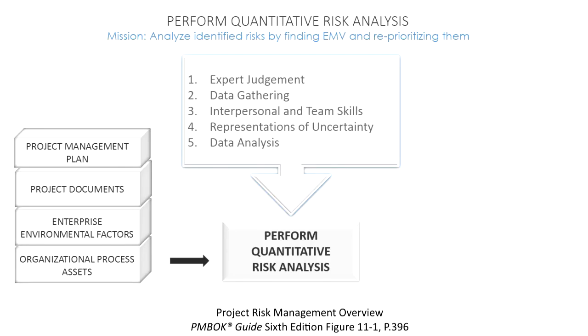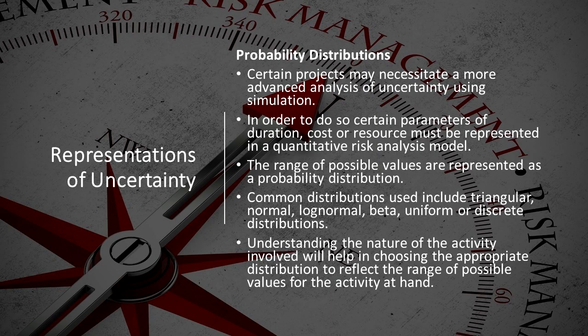The next tool and technique is representations of uncertainty. How do you represent uncertainty found in a task or on the project? There are various options talked about in the PMP guide. These are known as probability distributions. For your exam, be aware of the shape and the interpretation of the shape and the form of these probability distributions. The PMI mentioned triangular, normal, log normal, beta, uniform, and discrete distributions. Be sure to know what these are before your exam.